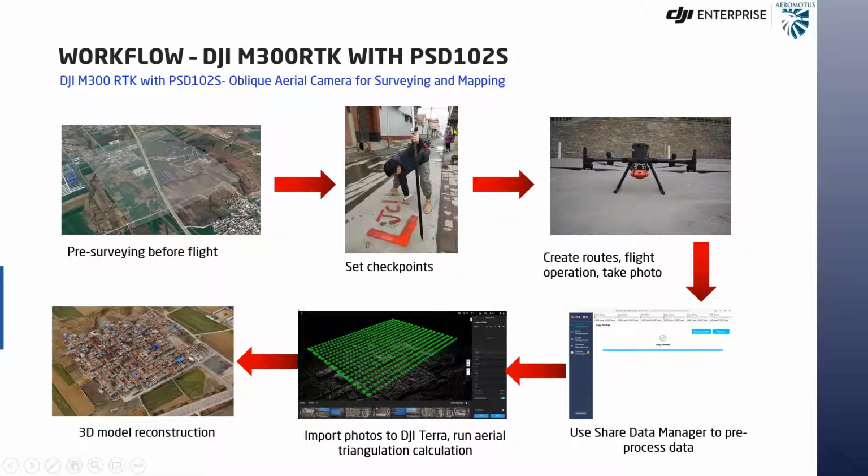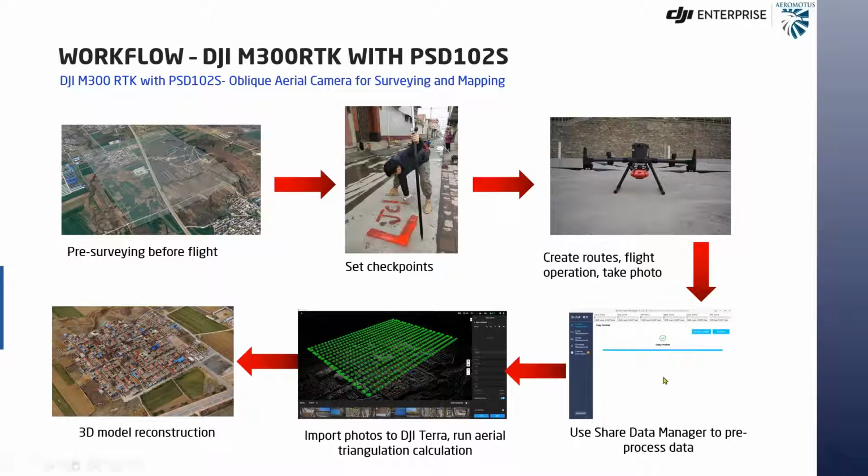The workflow, so some of you would really be interested to know how the workflow is. We do a pre-survey before the flight. That's kind of a reconnaissance, and once the reconnaissance is done, if we have checkpoints, maybe a couple of checkpoints, to actually monitor the accuracy of the final result, you can have some checkpoints. You can create routes and flight operations through the DJI Pilot app, which is already available on the M300 controller.